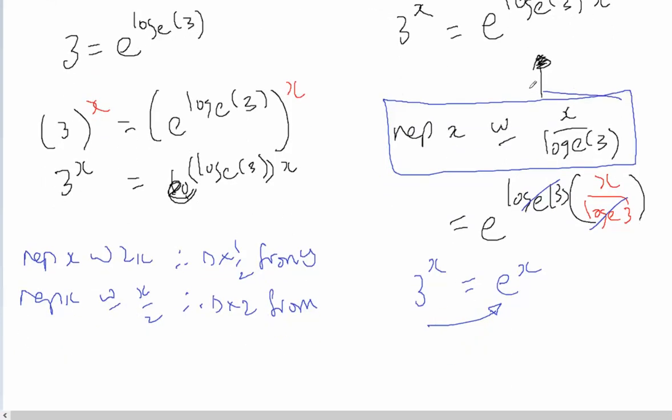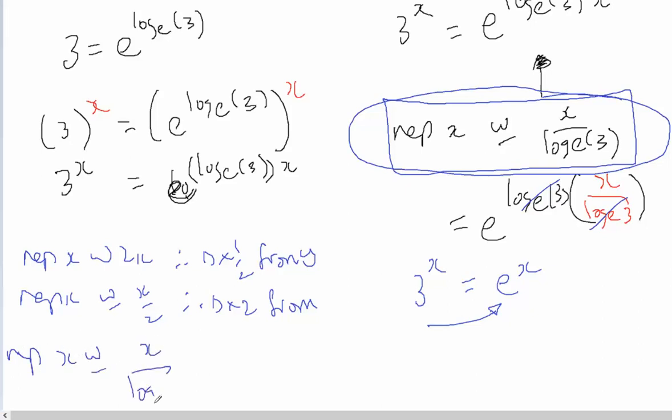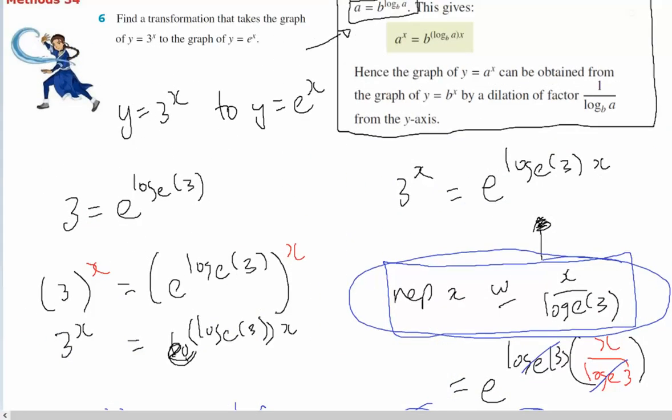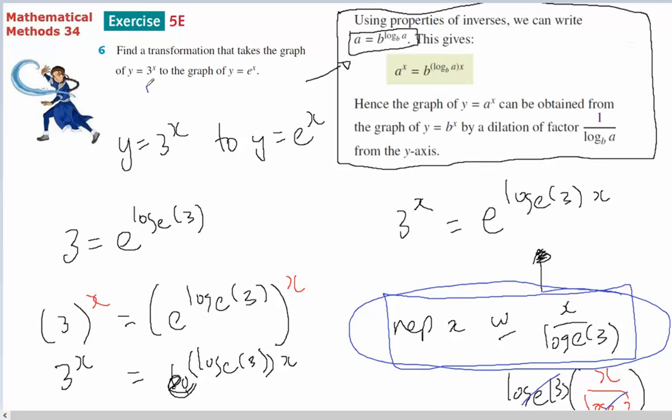So if I have this, which is what I've got in this case, if I replace x with x on log base e of 3, therefore it's a dilation by a factor of log base e of 3 from the y-axis. So to go from 3 to the x to e to the x, it's a transformation which is a dilation by a factor of log base e of 3 from the y-axis, which is what I've been asked to do here, 3 to the x to e to the x.